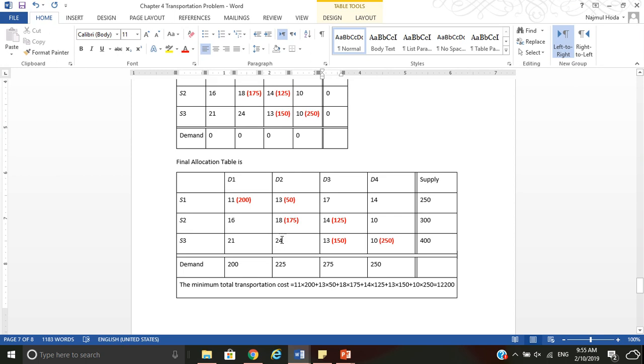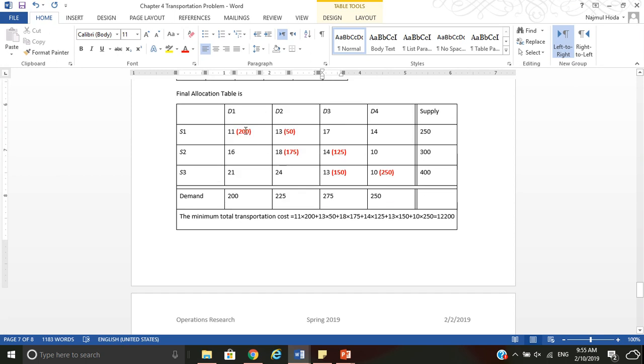So now the last step is just to write all the values of the routes selected. You can see all of them which are in red are the selected routes. And how did we select? Based on the least cost method here. So what we do now, 11 multiplied by 200, 13 into 50, 18 into 175, 14 into 125, 13 into 150, and 10 into 250.